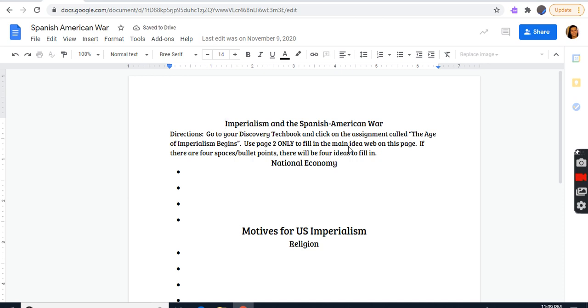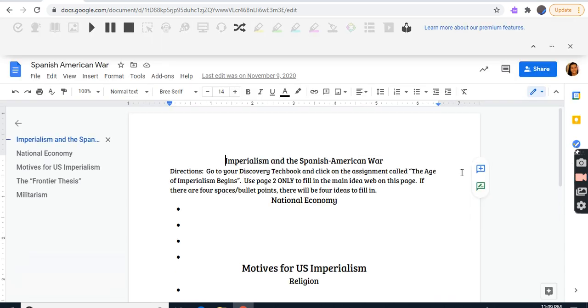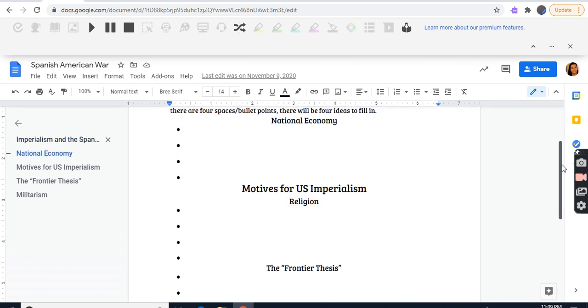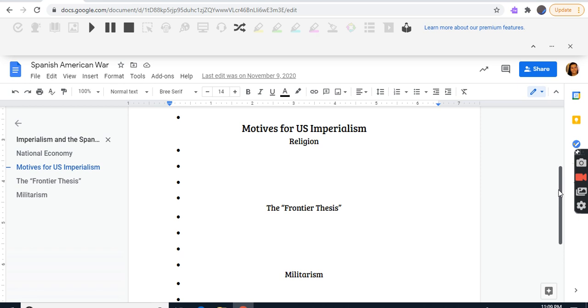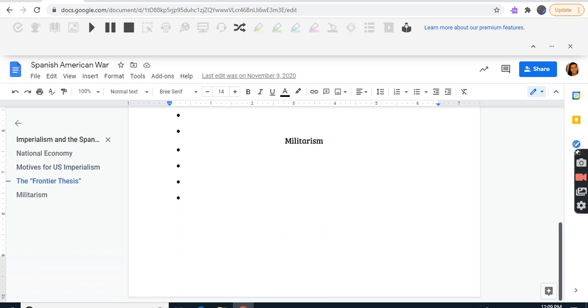Imperialism and the Spanish-American War. Directions: go to your Discovery textbook and click on the assignment called The Age of Imperialism Begins. Use page 2 only to fill in the main idea web on this page. If there are 4 spaces, there will be 4 ideas to fill in. Natural economy, motives for U.S. imperialism, region, the frontier thesis, and militarism.